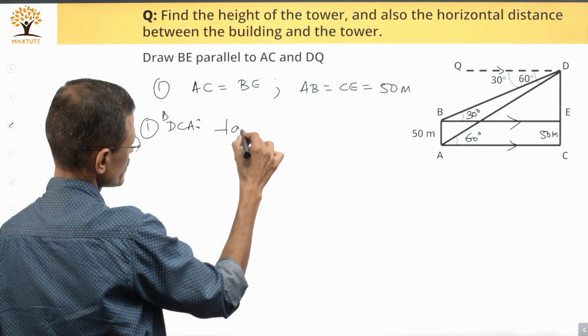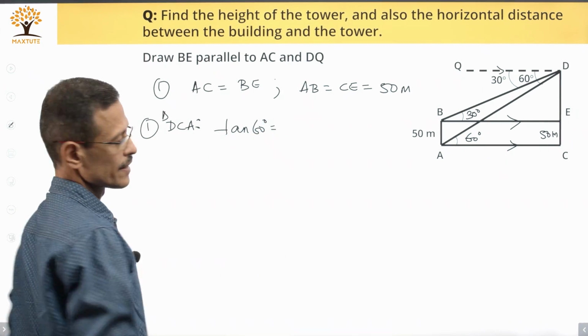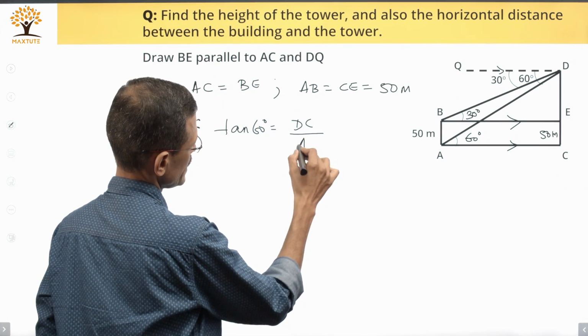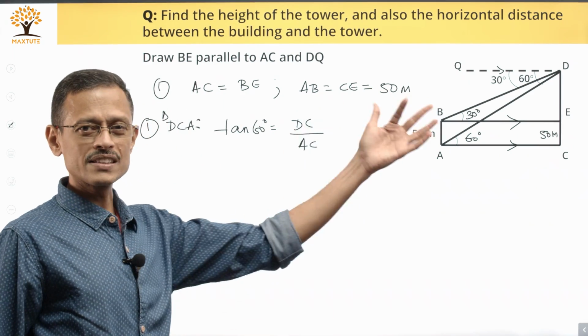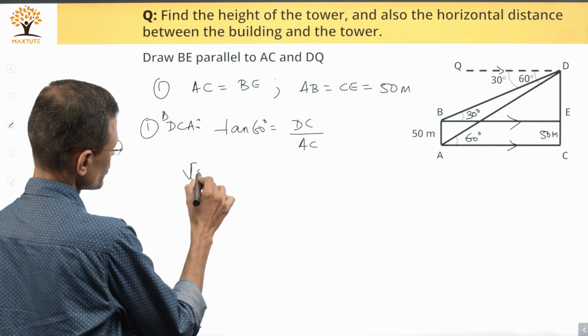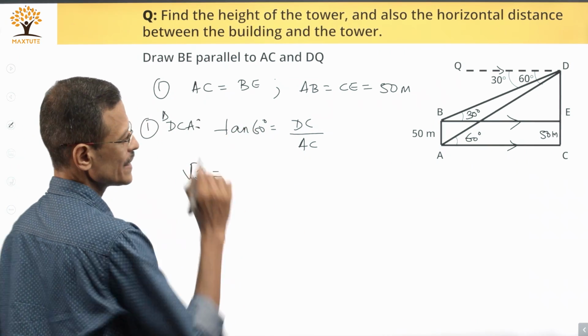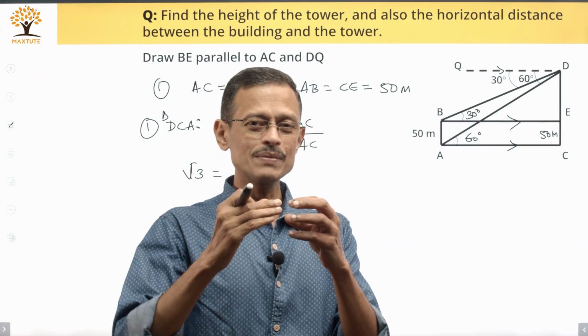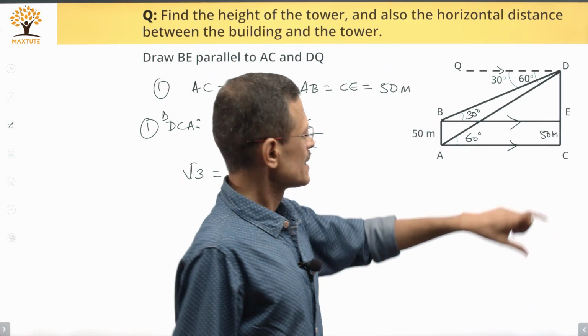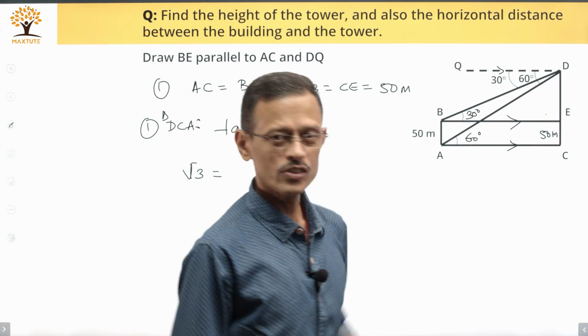Tan of 60 degrees is equal to opposite side divided by adjacent side, which is equal to DC divided by AC. DC is one of the things we need to find out, AC is another thing that we need to find out. Tan 60 degrees is equal to root 3 is equal to DC. What I will do is, let us keep the number of variables small. We will not keep adding so many more variables. DC is nothing but DE plus 50, so let us write it that way.